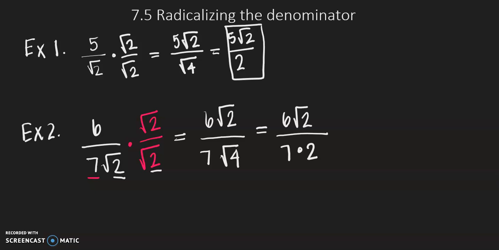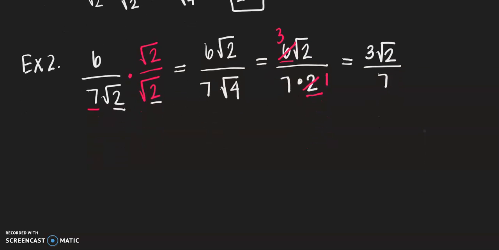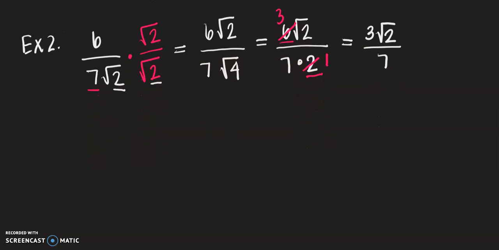and then notice that the 6 and the 2, since now they're outside of the radical, I could go ahead and simplify those. So I could divide both of those by 2, and I get 1 and 3. And my final answer is 3 radical 2 over 7. Alright, let's go ahead and do one more of those, because those are a little tricky.